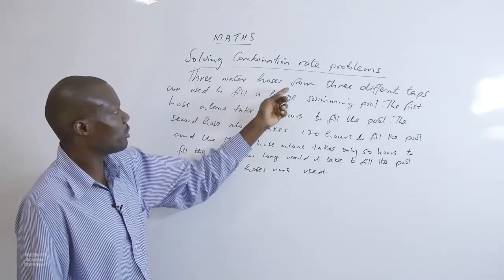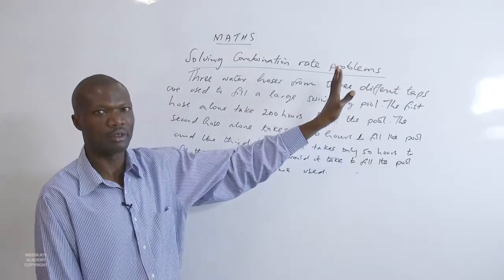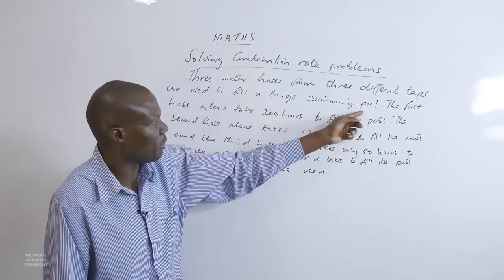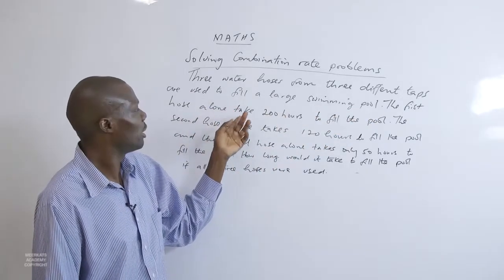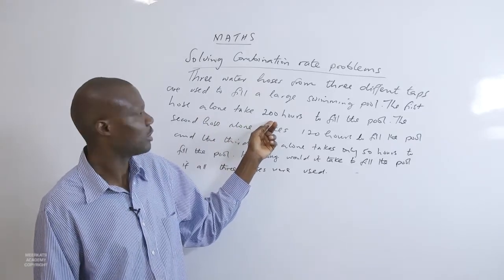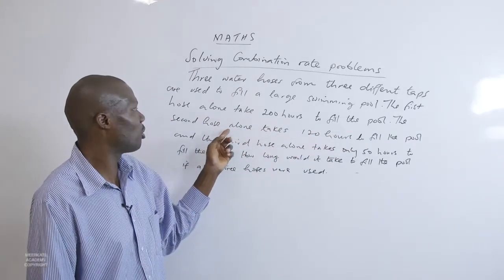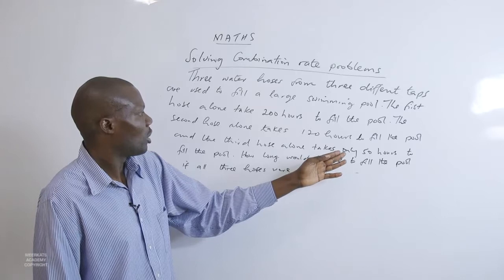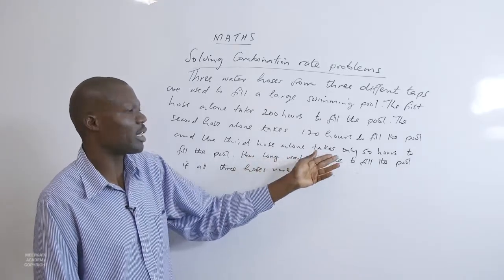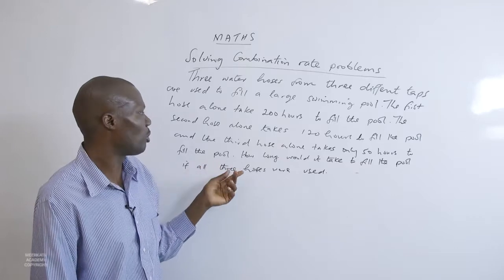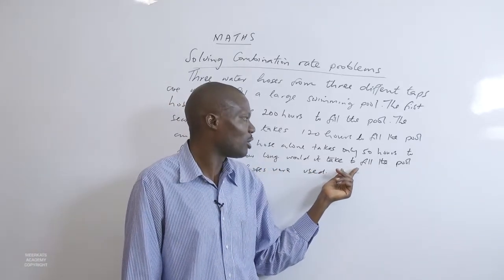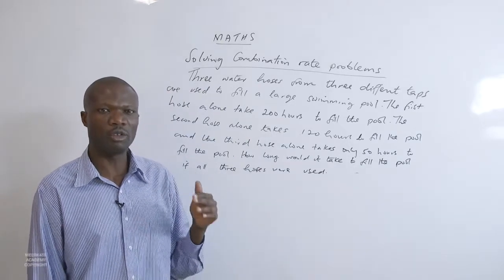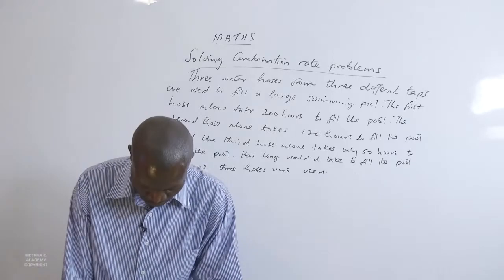3 water hoses from 3 different taps are used to fill a large swimming pool. The first hose alone takes 200 hours to fill the pool, and the second hose alone takes 120 hours to fill the pool. The third hose alone takes only 50 hours to fill the pool. How long would it take to fill the pool if all the 3 hoses were used?